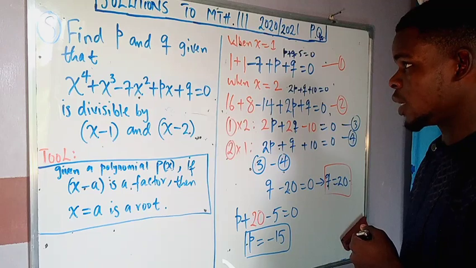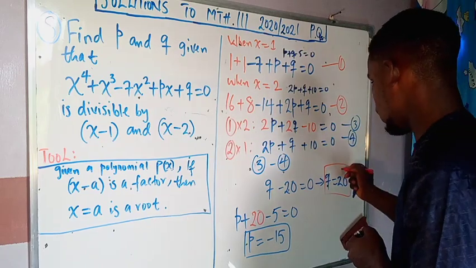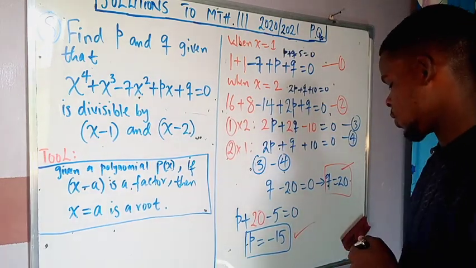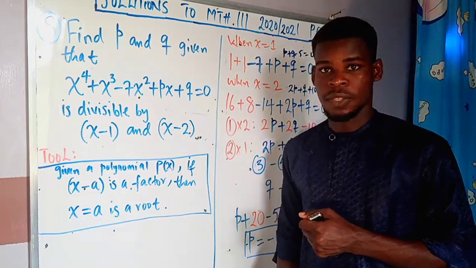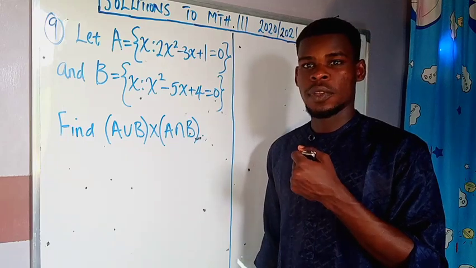So we've gotten the value of p and then the value of q. The value of q is 20, and the value of p is just negative 15. Okay, great. All right, let's move over to the number 9 question. Okay, and now we have the number 9 question.